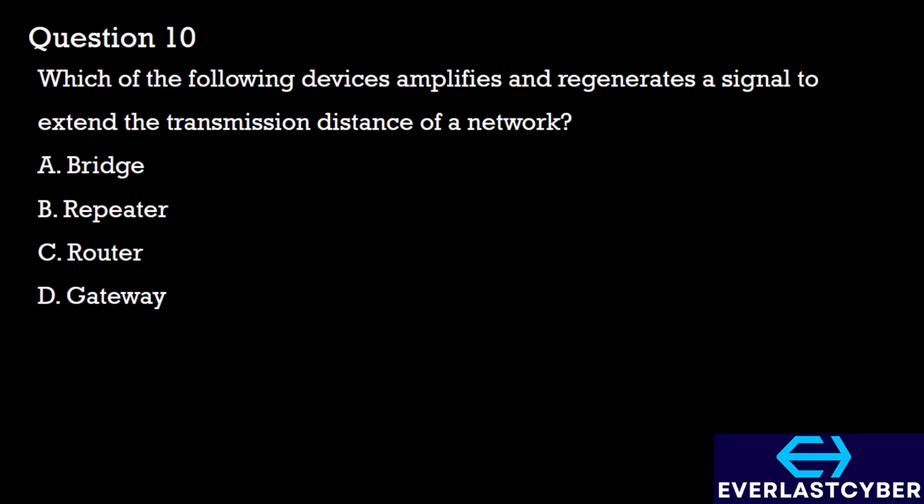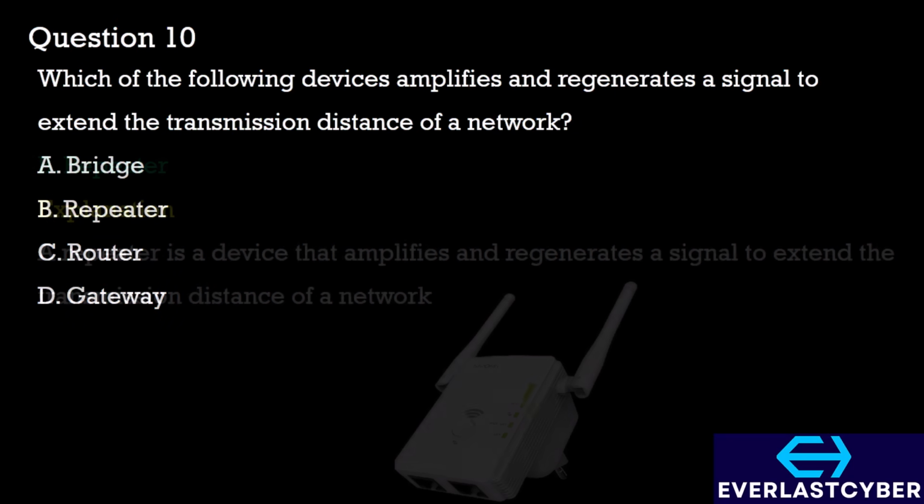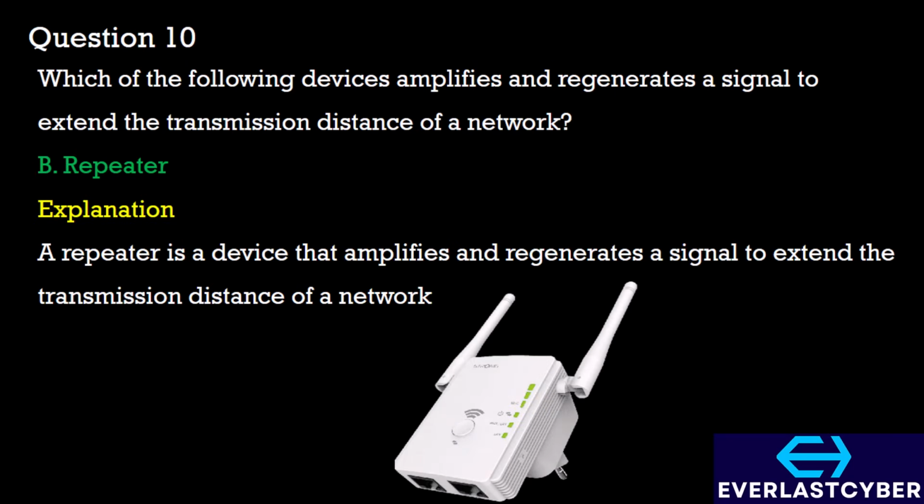A repeater amplifies and regenerates the signal to extend the transmission distance of a network. A router only directs traffic between networks, while a gateway connects different networks. So for this, we'll be going with option B. The repeater amplifies and regenerates the signal to extend the transmission distance of a network.